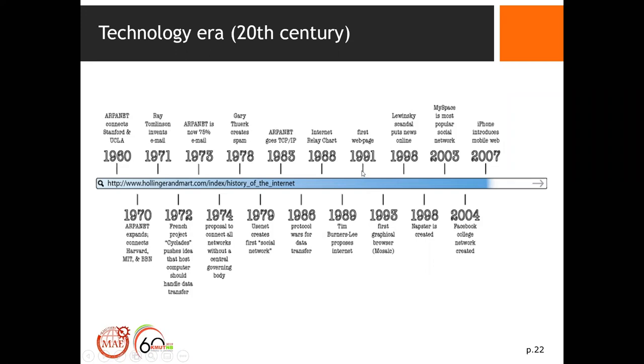And the application is developed from that time. And until now, we have the mobile website. We use the internet from our mobile phone. Again, the development is very quick, right? Starting from 1960 and up until now, it's just 60 years. Everything totally changed.